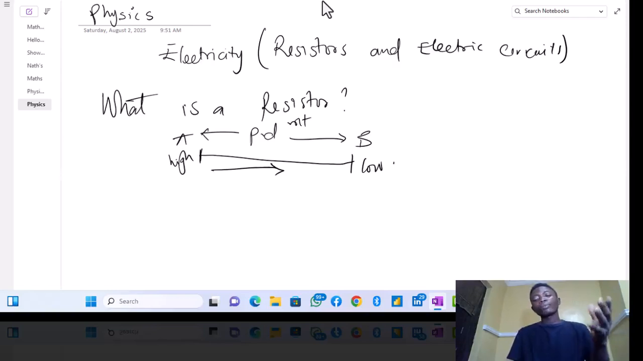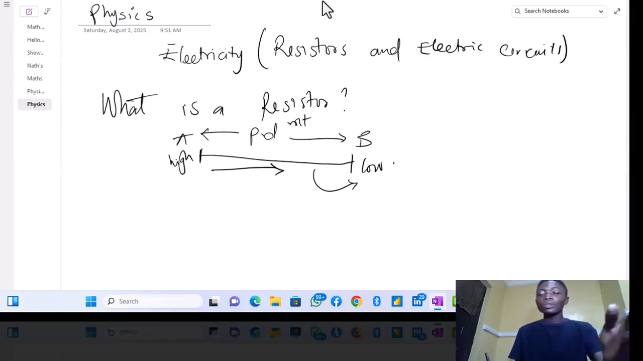Now, looking at this, every material has an inbuilt resistance to the flow of electrical current. You get that? Resistance is the opposition that is offered to the flow of electrical current by an electrical conductor. So now, let's say this is an electrical conductor, alright? It has an internal resistance that is offered to the flow of electrical current.